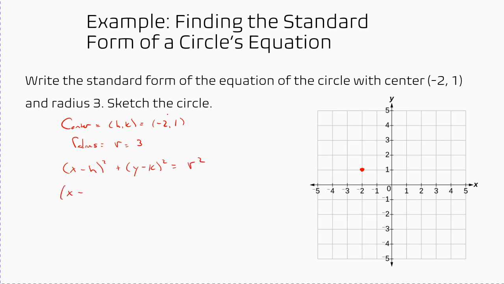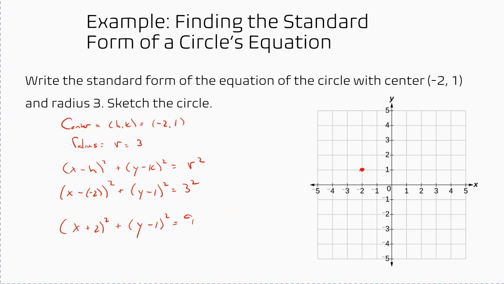So this is x minus h, well this is -2, plus y minus k, so this is y minus 1 squared, is equal to 3 squared. Double negative, so I would write this as x plus 2 squared plus y minus 1 squared is equal to 9. So if I wanted to sketch this by hand, here's what I would do.